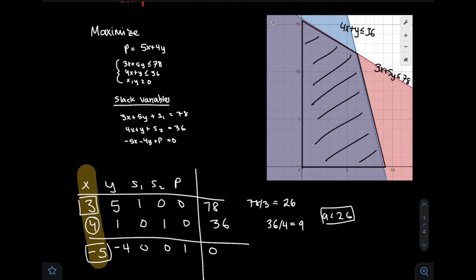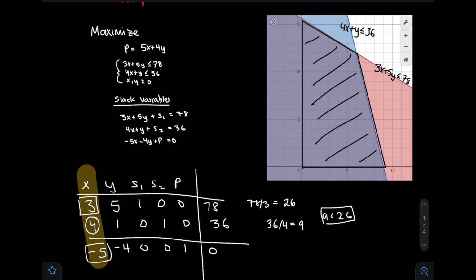So to do this, we set up a matrix of sorts with the constraints, and the last row is the equation that you're trying to maximize. So you can see I shifted the 5x and 4y over because we need p to be positive. You'll see why later. So what we have to do here is we divide the leftmost component by the rightmost component. So 78 divided by 3, 36 divided by 4. We only do this for the first 2 rows.